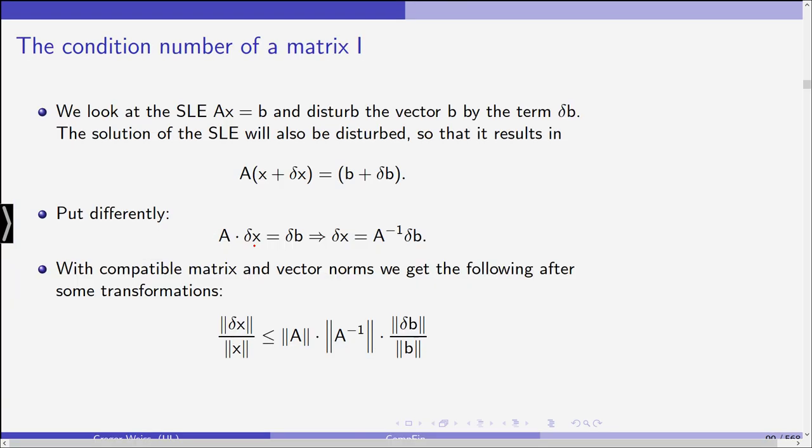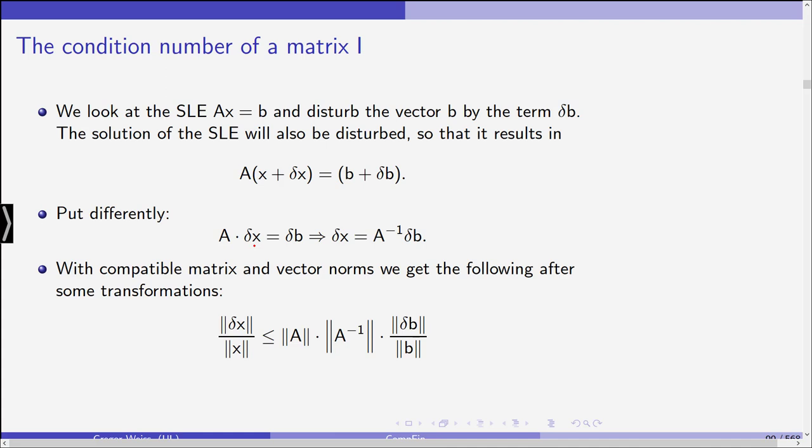So let's turn to the condition number of a matrix. Again, remember, we are looking for the solution of a system of linear equations, AX equals B. And we are now disturbing the vector B by the term delta B. We are inserting a small error in B.